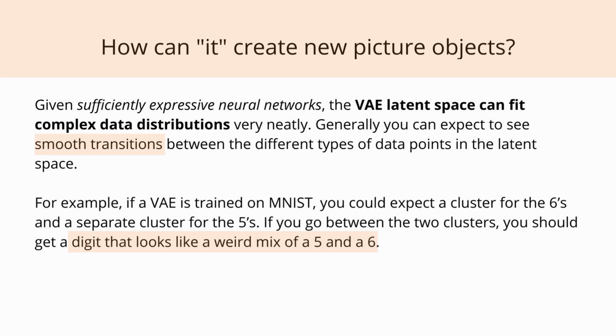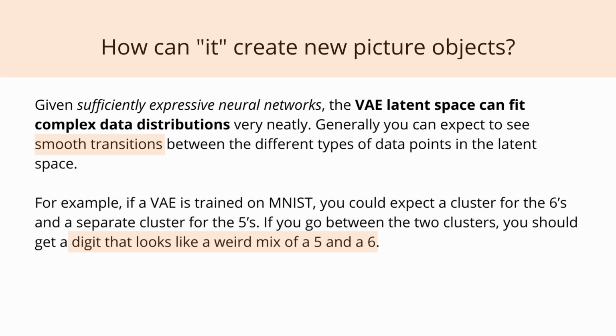this text-to-image weird pictures. So, for example, and as I showed you, a variational autoencoder trained on an MNIST dataset of our digits from 0 to 9, handwritten digits, you could expect a cluster of the 6th and a separate cluster of the 5th digits. And if you now go between the two clusters, you should get a visualization of the digits that looks like a weird mix of a 5 and a 6. In between the clusters, there is something because we have smooth transition of the different types of the data points in the latent space.